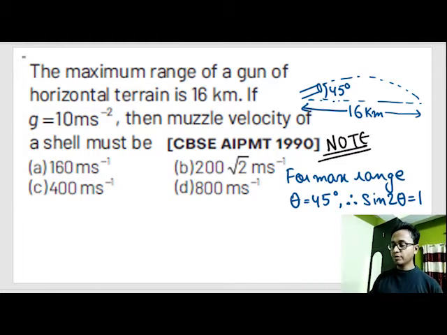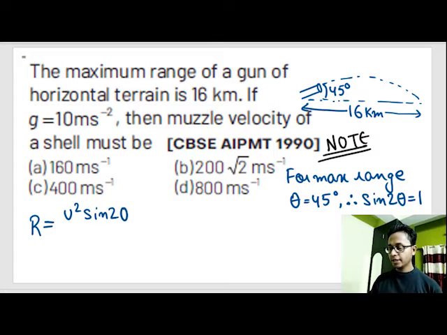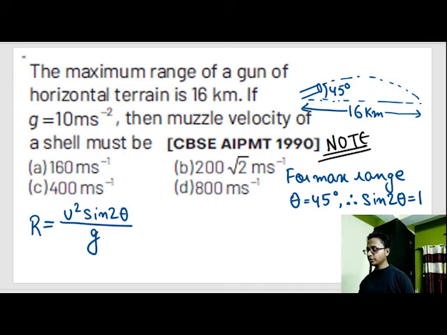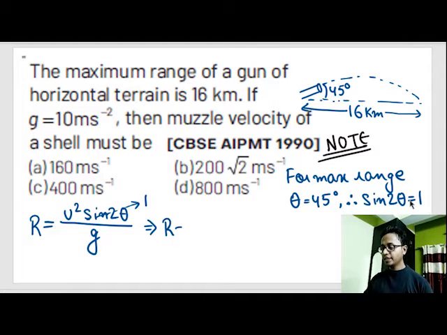So now we simply apply the formula for range. R is equal to u squared sin 2θ by g. Sin 2θ becomes 1 for maximum range, because theta is equal to 45, 2θ is equal to 90, and sin 90 is equal to 1. So R is equal to u squared by g.